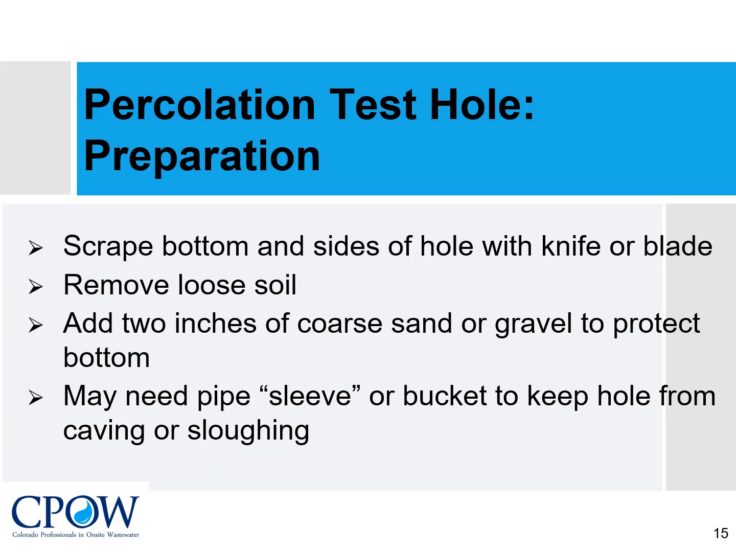When preparing your percolation test holes, you should scrape the bottom and sides of the hole with a knife or blade. Remove loose soil and add 2 inches of coarse sand or gravel to protect the bottom of the hole. You may need to sleeve the hole with a perforated pipe or bucket to keep the hole from caving or sloughing in very sandy soils.